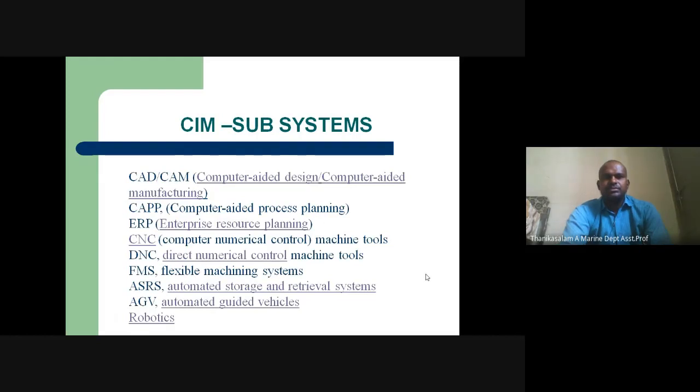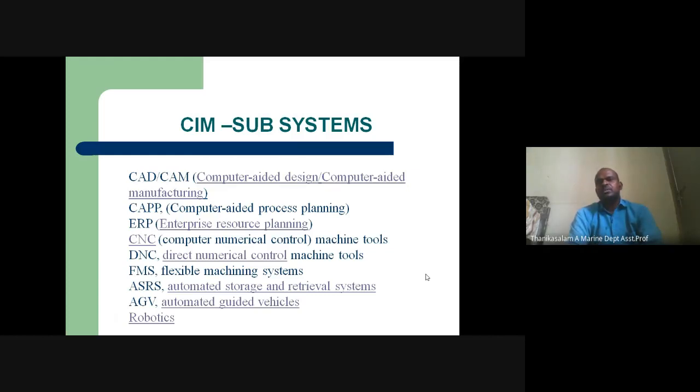SIM subsystems: CAD/CAM, computer aided design and computer aided manufacturing; CAPP, computer aided process planning; ERP, enterprise resource planning; computer numerical control; direct numerical control; flexible manufacturing systems, FMS; ASRS, automated storage and retrieval systems; automated guided vehicles; robotics. These are the subsystems of SIM.